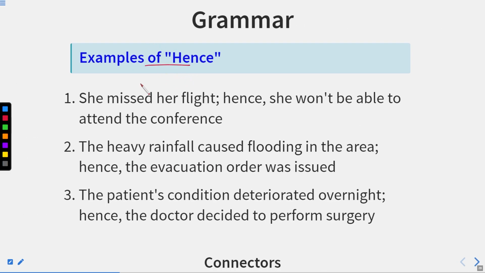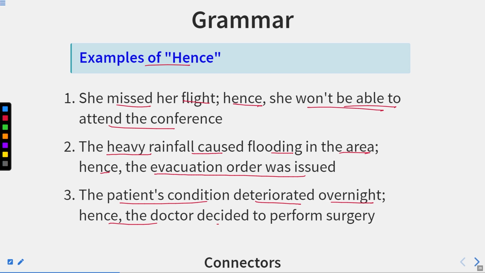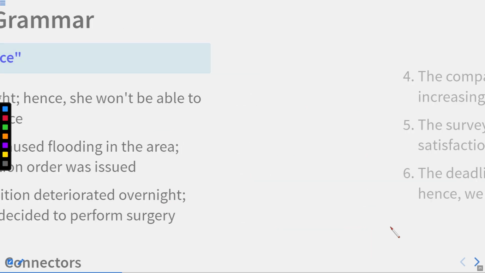So let's read some examples of hence over here. She missed her flight, hence she won't be able to attend the conference. So this is the information which is given to us, based on which we have a conclusion that this will happen now. The heavy rainfall caused flooding in the area, hence the evacuation order was issued. The patient's condition deteriorated overnight, hence the doctor decided to perform surgery.